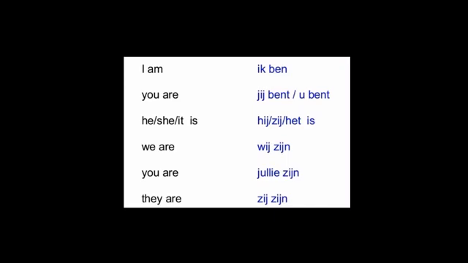Hij is, he is. Zij is, she is, het is, it is. Wij zijn, we are. Jullie zijn, you are. Zij zijn, they are. Notice that zij is the same as zij is and zij zijn. You have to know from the context if it's only one person or if it's plural. Zij zijn.